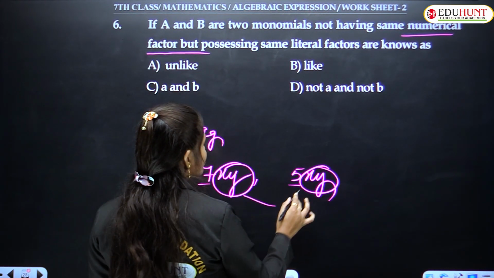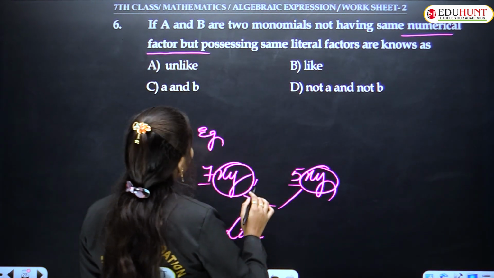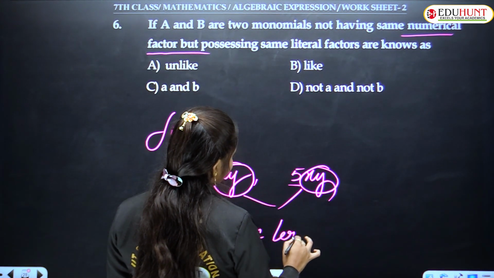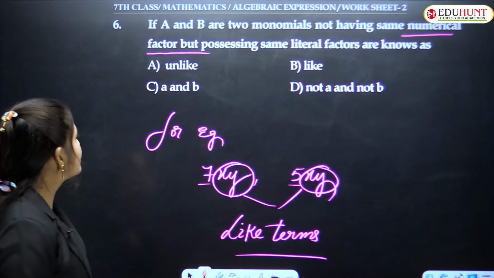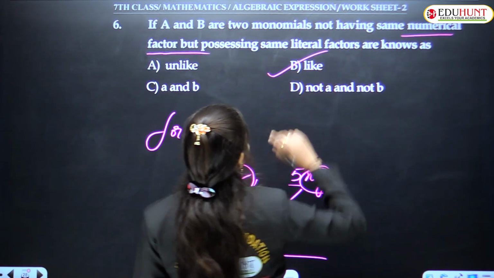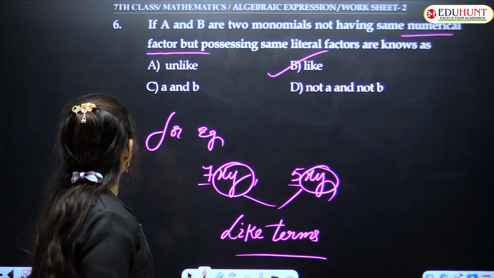what we will call these two factors, ma? Like factors, okay, or like terms. These two we will call as like terms. Understand? So which option is correct? B, like terms. Okay, yes.